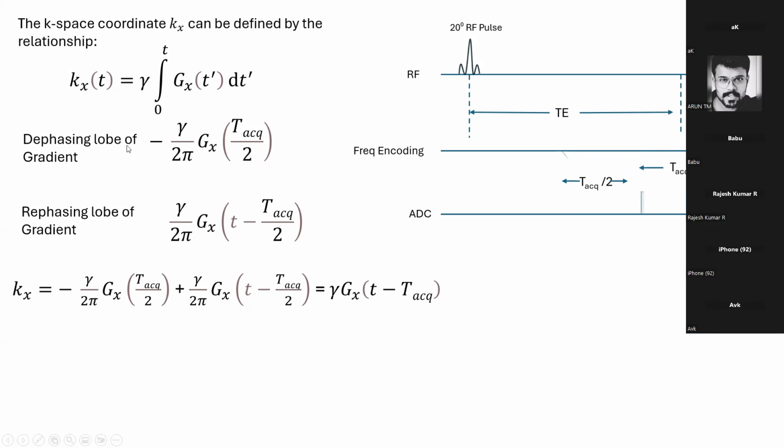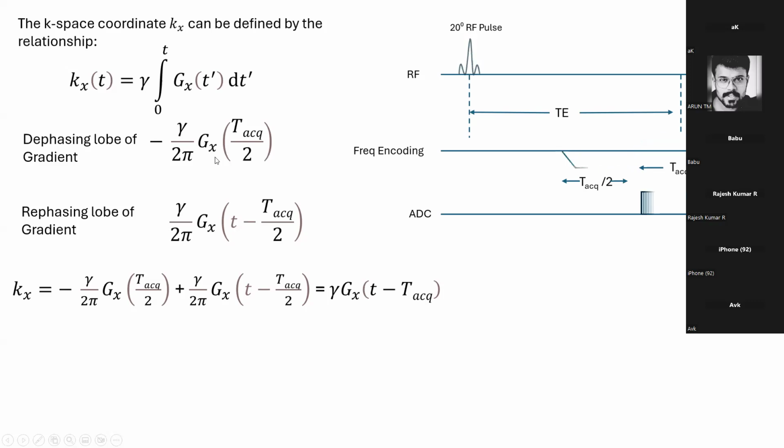When we apply the first lobe, the Gx is our gradient strength. We can say, for example, 2 millitesla per meter. So when we apply the first lobe of gradient strength Gx, the spins will dephase, and the kx moves from 0 to minus gamma by 2 pi Gx of t.